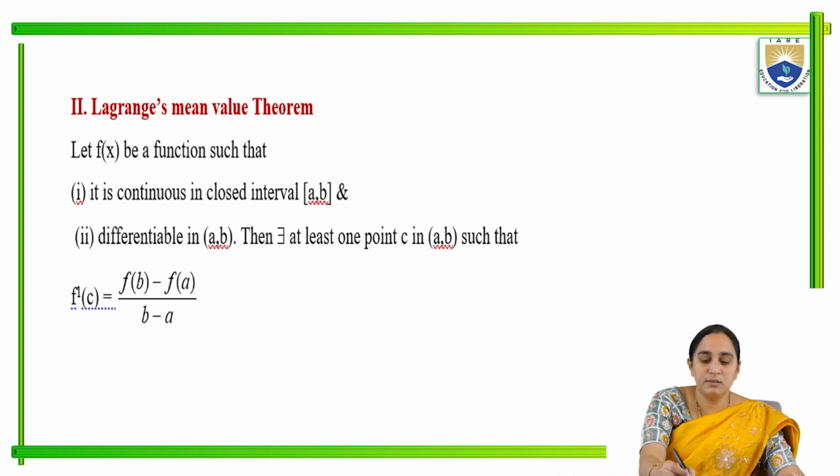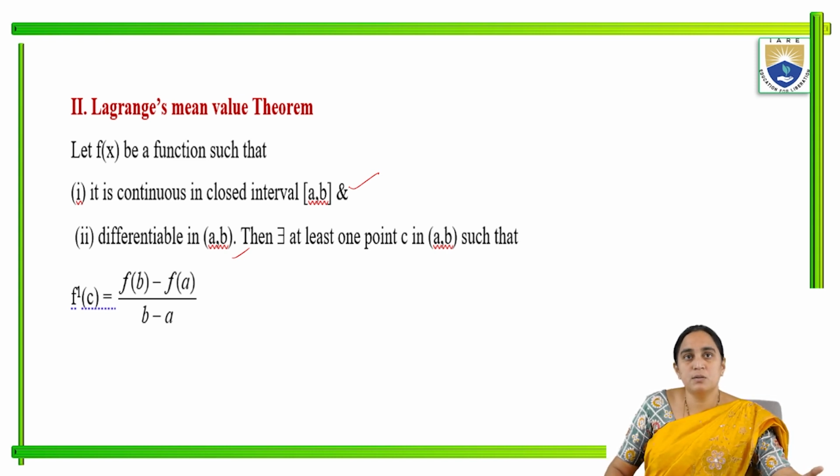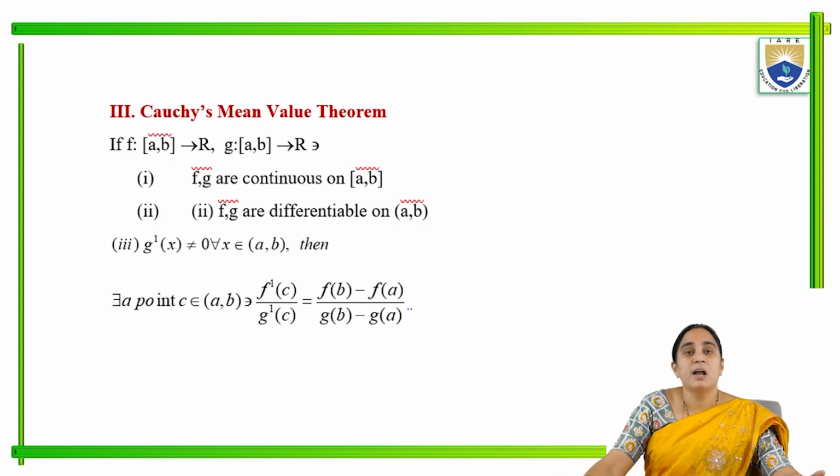If the function is continuous and differentiable, then there exists at least one point c in the open interval (a, b) such that f'(c) is equal to (f(b) minus f(a)) by (b minus a). Already we discussed in the previous classes the geometrical interpretation for Rolle's theorem and Lagrange's theorem. Now I am discussing only the definitions of that third unit: Rolle's theorem, Lagrange's theorem and Cauchy's mean value theorem.